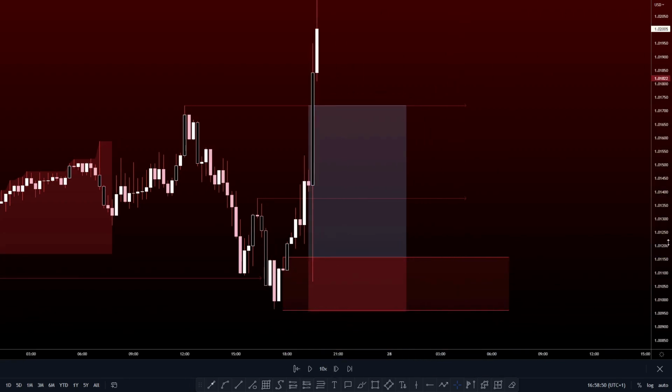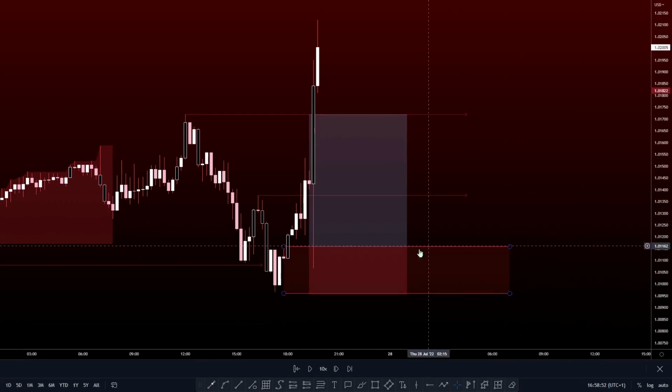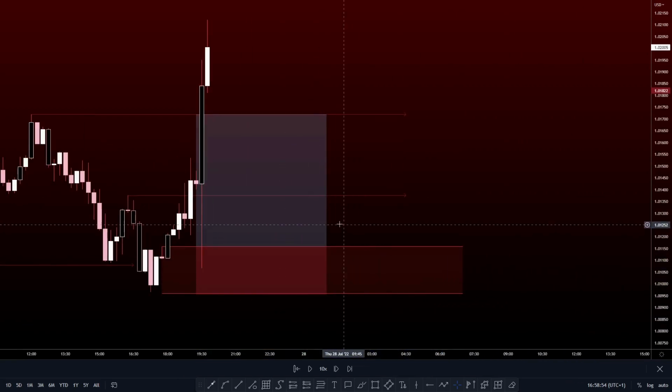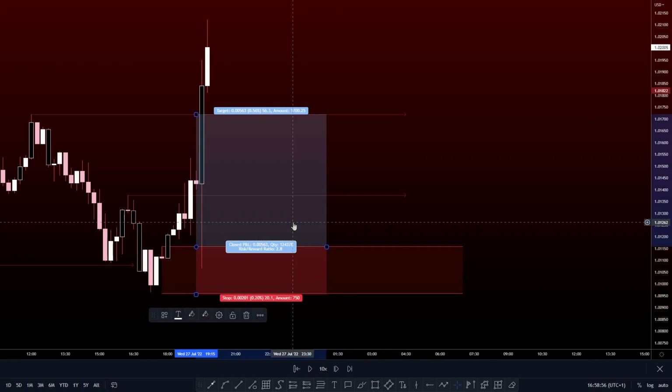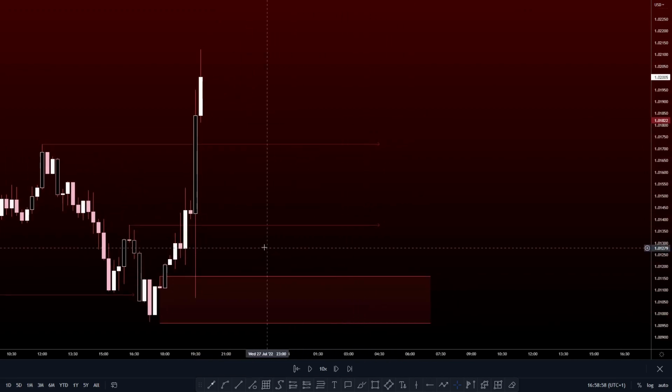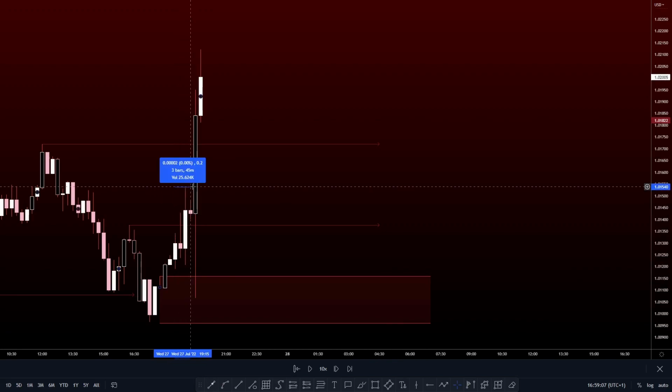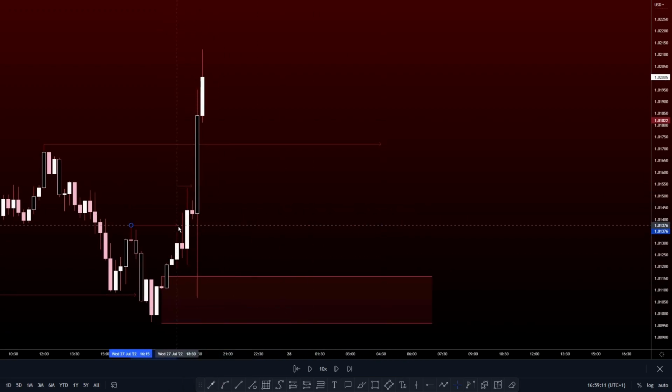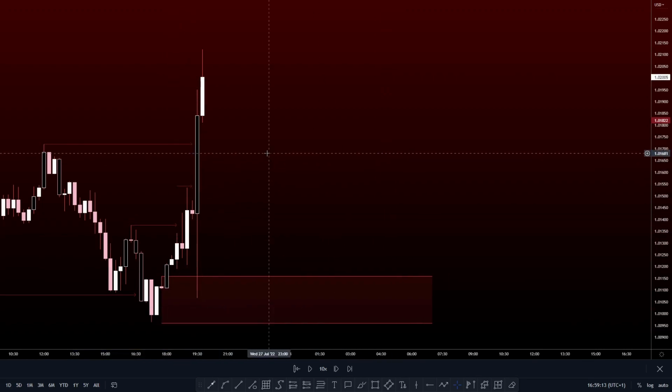We can see that the demand zone did get tagged. We got a break of significant structure, confirming to us that momentum has continued to the upside. We can follow the imbalance back, guys. We have had a pullback by here, so technically this would have been the last major low. I'll just mark that out for you. Pull this across. We can see that there is imbalance by here, guys.